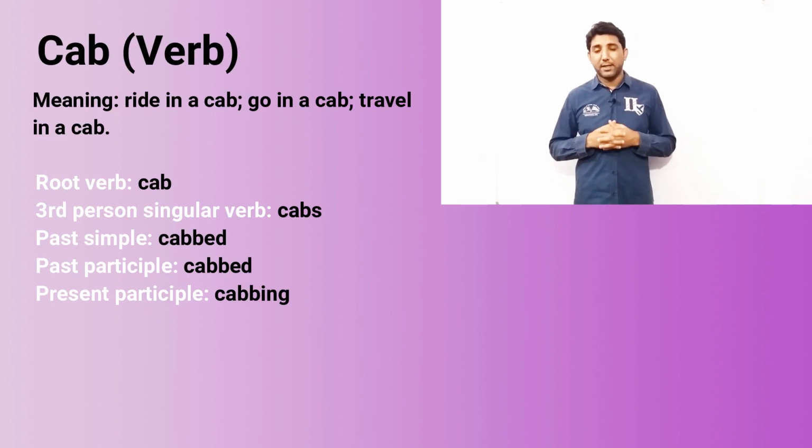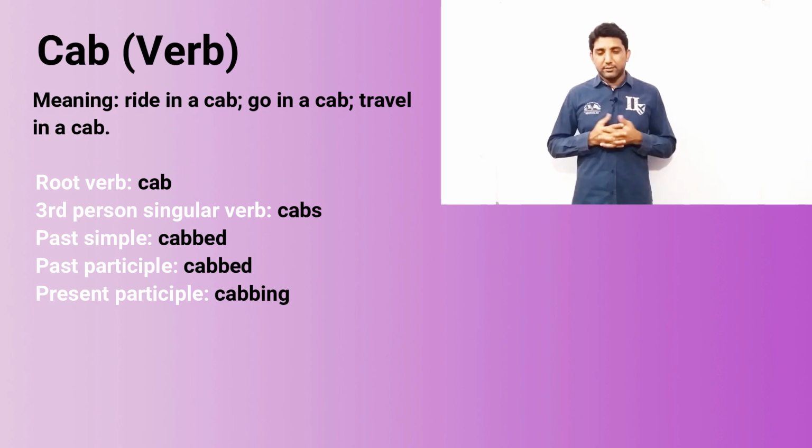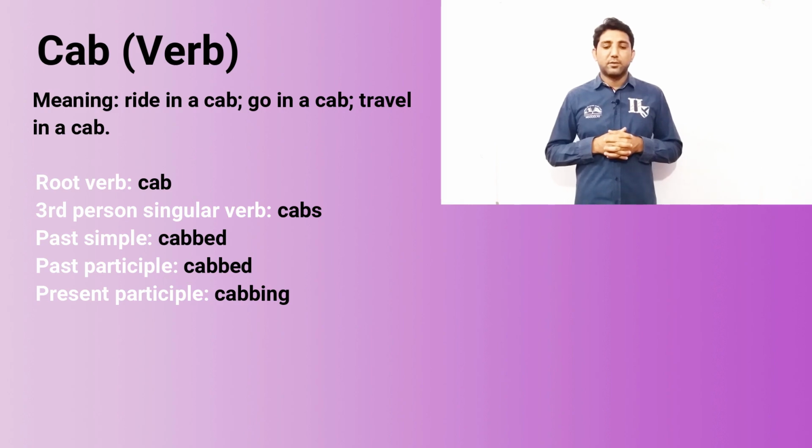Now let's use this word as a verb in our sentences, but first let's see the verb forms. The root verb is cab, the past simple is cabbed, the past participle is also cabbed, and the present participle is cabbing. Now the example sentence, we cabbed to the cinema at 10 o'clock.